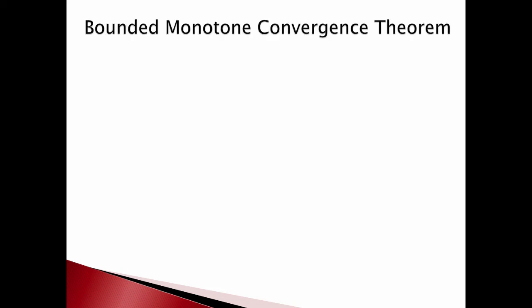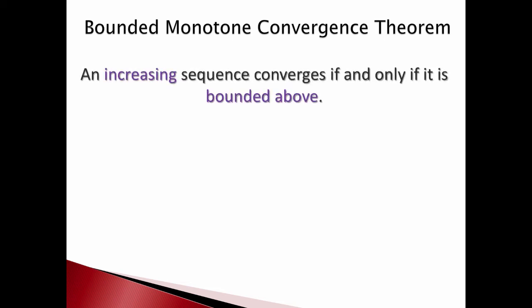The bounded monotone convergence theorem is stated in our textbook, but actually it's stated slightly differently. So I'm going to state it in 3 parts. I think it makes a lot more sense when you say it in all 3 parts. It's stated in the textbook only the last way I say it here. Here's the deal. An increasing sequence converges if and only if it's bounded above. Okay, what? Let's just break this down and see if we understand what this means.